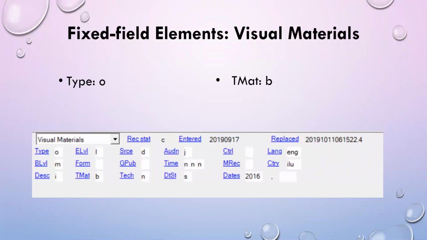When cataloging a kit, the format drop-down box in the fixed field elements should be set to visual materials. The type of record, seen in the fixed field header as type, and type of visual material, seen as TMAT, will be coded to indicate that they are kits. Fixed field element type characterizes the type of material being cataloged. This field is coded as lowercase o, which is specifically kits. Fixed field element TMAT indicates the type of visual material being described. This field is coded as lowercase b, which is also specifically kits.